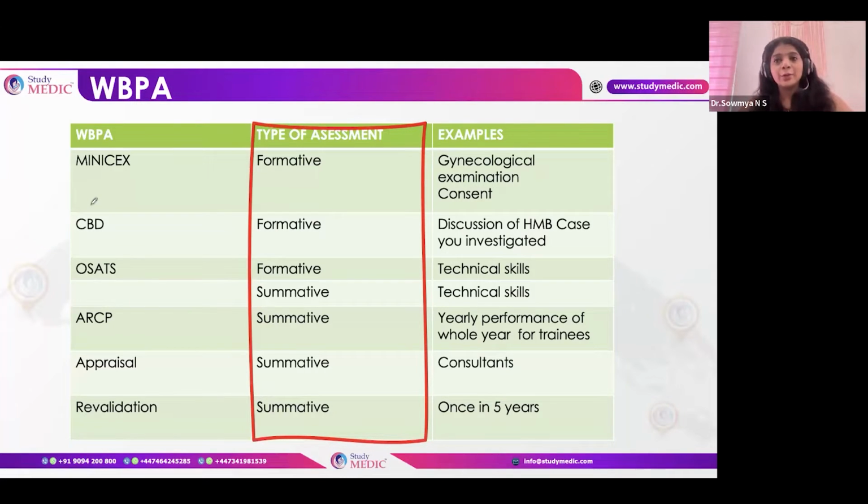So let me talk about each one of them. The first one is mini-CEX, or mini clinical evaluation exercise, which is a formative one. Examples would be a gynec examination or taking a consent. Only one thing I want to mention here: unless you have been signed off to do the procedure, you won't be able to do the consent part. Next is CBD. CBD is case-based discussion. As a clinician, you will be managing a lot of cases, so you should have a chance to discuss with your seniors how well you have managed, or whether there was any scope for improvement. That's why it is a case-based discussion.